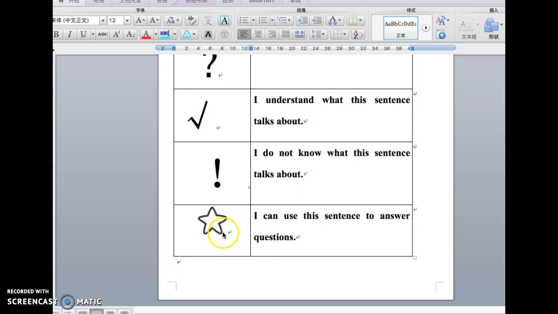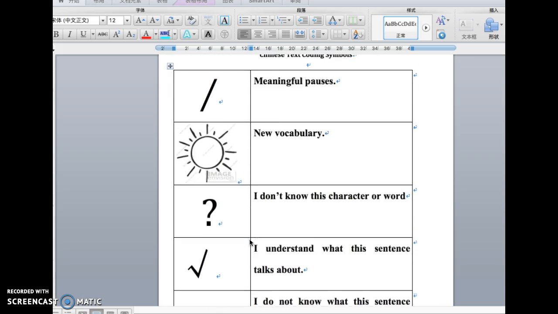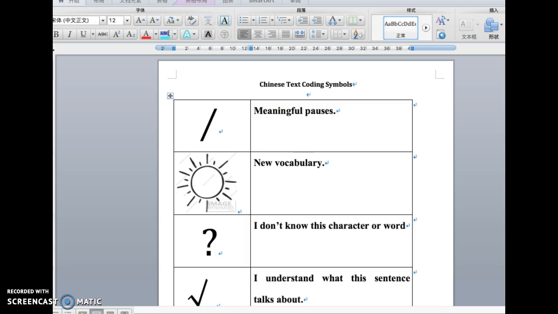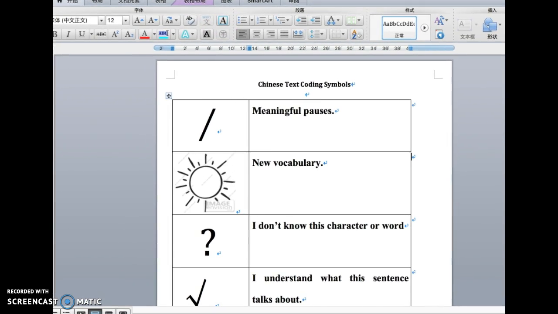The last one is a star. When we're doing reading questions, maybe a reading quiz, if you can find the information from the text, you will put a star on that place to show the teacher, oh, I found the information here instead of other places. So that's basically our coding symbols, and I will give you an actual example of how those symbols work.